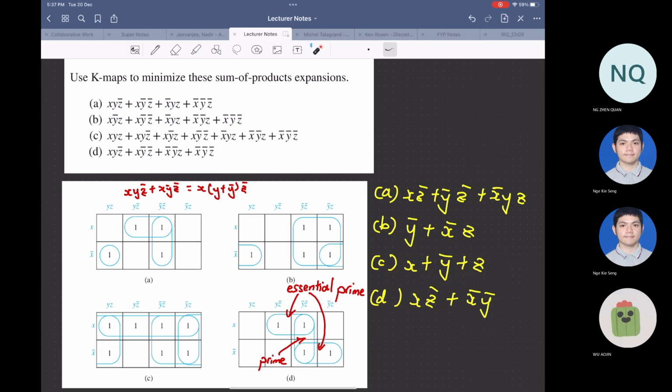Next here, this one is more interesting. So you have 3 blocks here, right? Which block do you need to take to cover this one? Let's say if I take this and this, is it enough to cover the 1s?